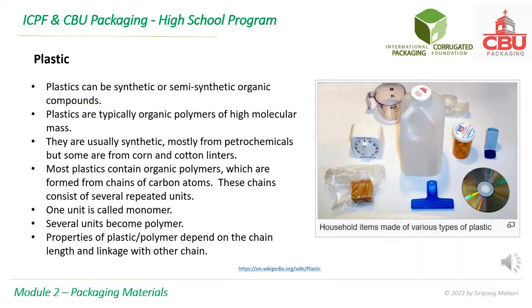Plastics can be synthetic or semi-synthetic organic compounds. Plastics are typically organic polymers of high molecular mass. They are usually synthetic, mostly from petrochemicals, but some are from corn and cotton linters. Most plastics contain organic polymers, which are formed from chains of carbon atoms. These chains consist of several repeated units. One unit is called a monomer. Several units become a polymer. Properties of plastic polymer depend on the chain length and linkage with other chains.